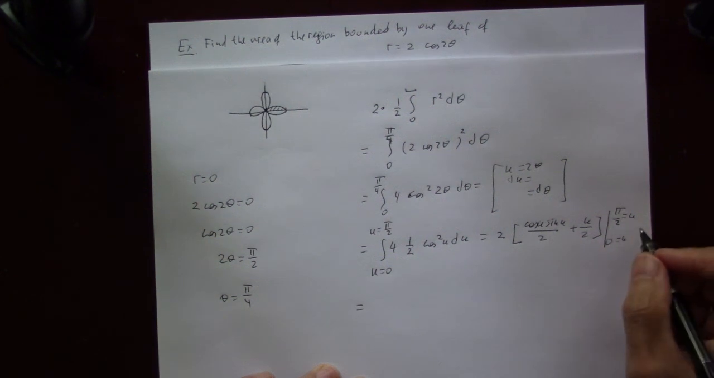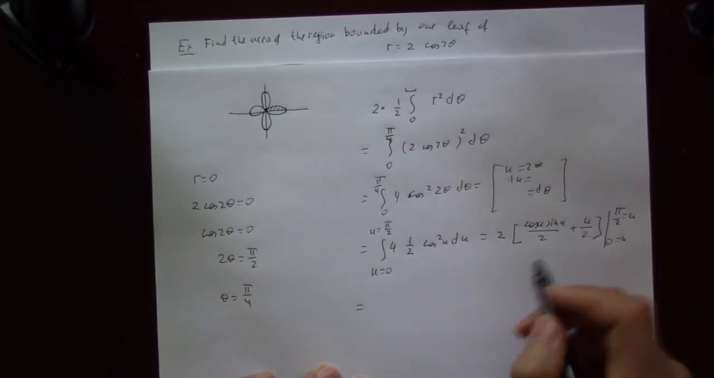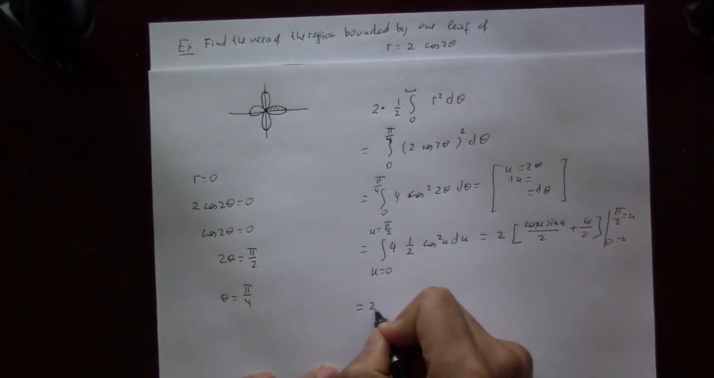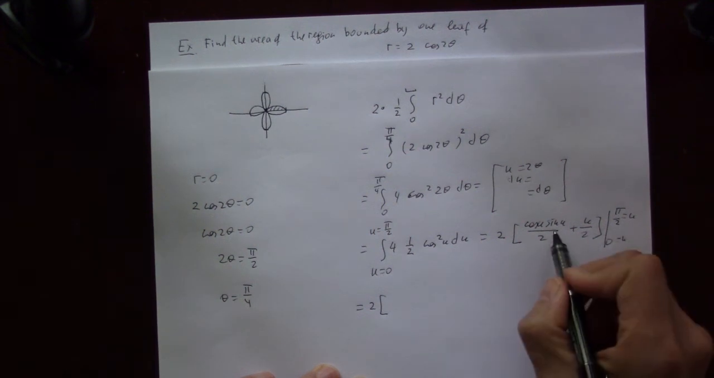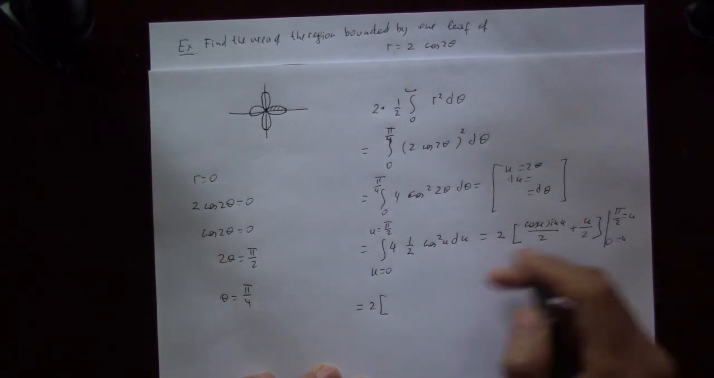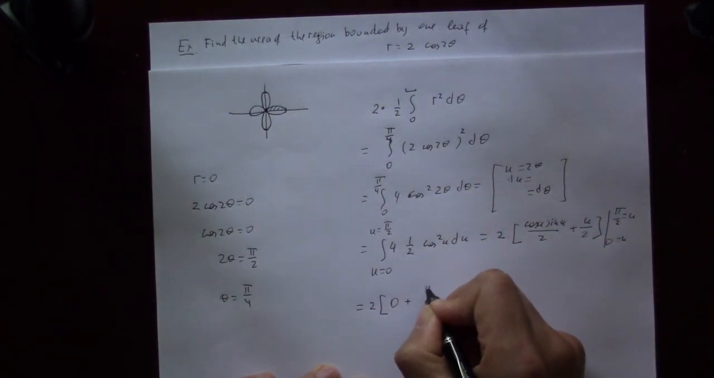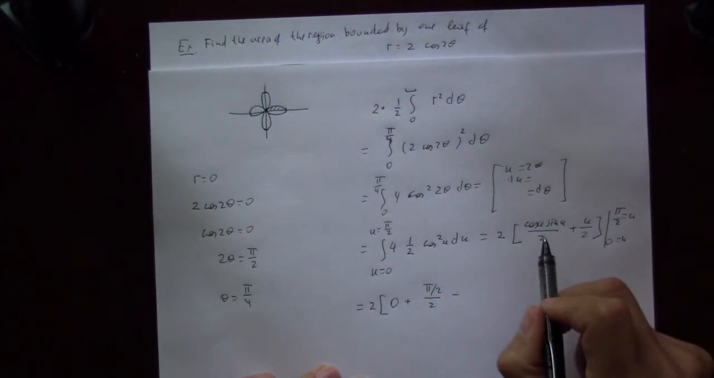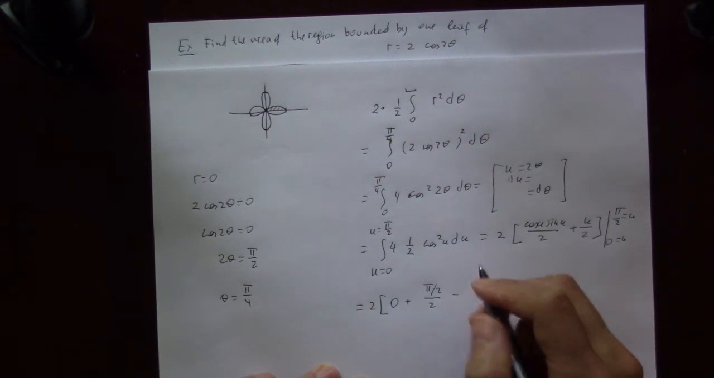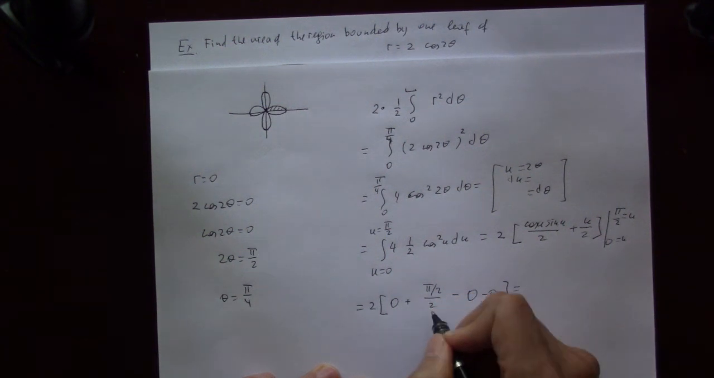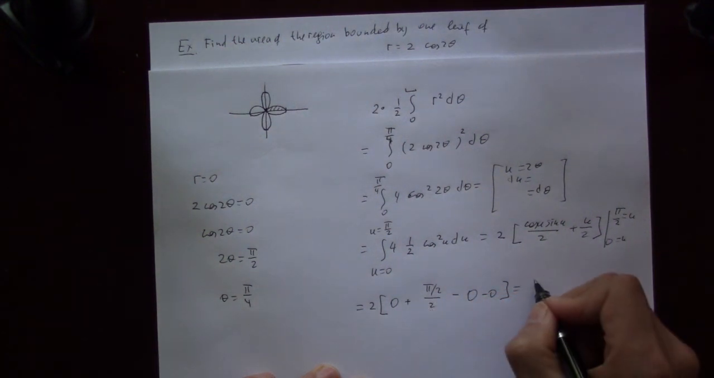Because we changed the limits of integration, we're not going to be going back to theta, so we'll just plug in pi over 2 and 0 for u. Sine of pi over 2 is 1, cosine of pi over 2 is 0, so we get 0 plus pi over 2, minus, sine of 0 is 0, so minus 0, minus 0. So final answer: 2 times pi over 2 over 2, so the final answer is pi over 2 for this problem.